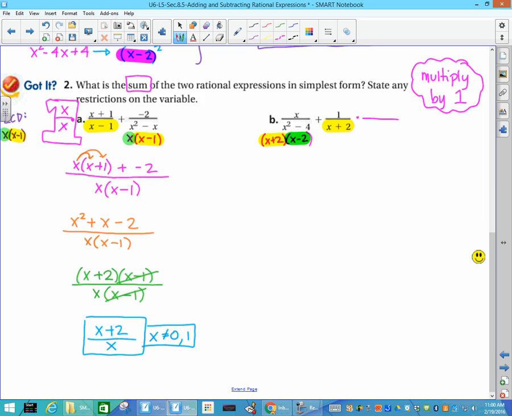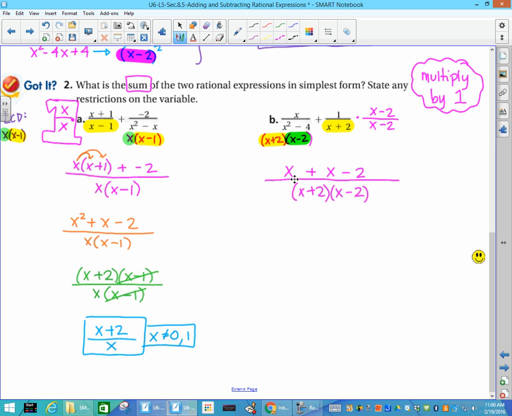So when I write x minus 2 on the bottom, I have to do the same thing to the top. And so I'm going to write it all over that same denominator. I didn't multiply this by anything, so I'm just going to carry the x down. And 1 times anything is that anything. So 1 times x minus 2 is going to be x minus 2.